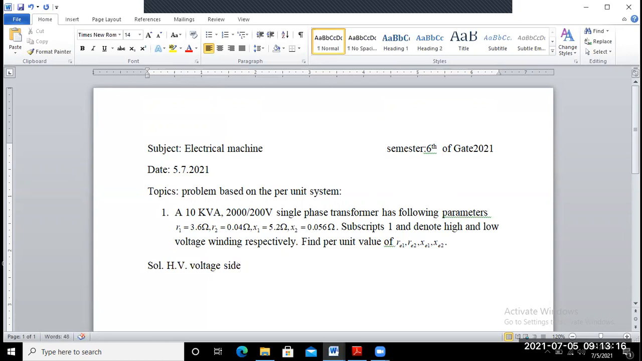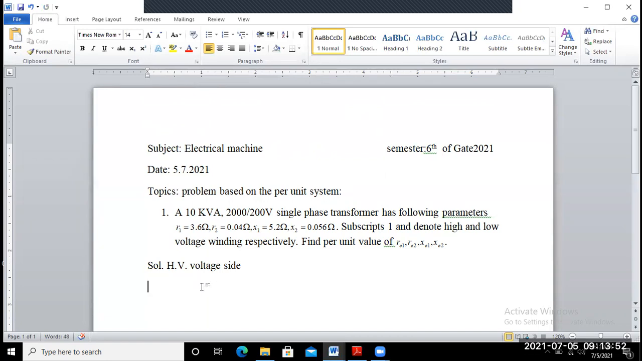So what should we do here? First of all, choose the base voltage for the high voltage side and find the base current for the high voltage side and the base impedance. Then we divide the actual quantity of the resistance or reactance in the HV side by the base quantity of the impedance of the HV side. So first we find the base impedance of the HV side. How can we find the base impedance for the HV side?